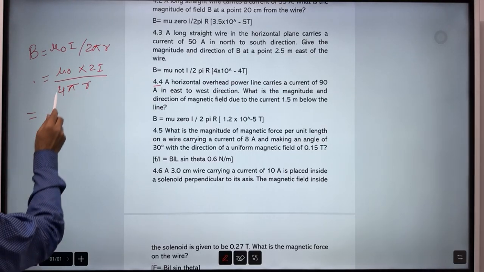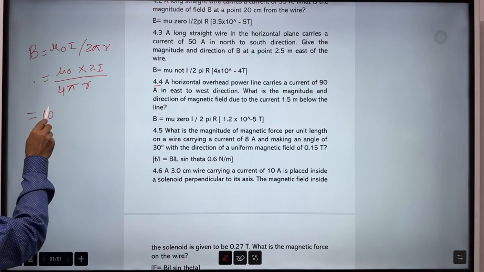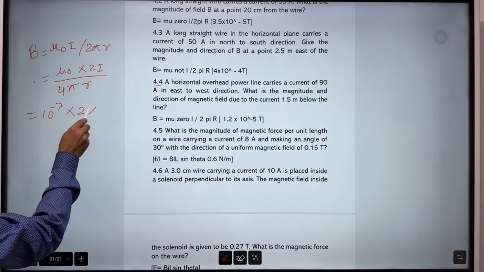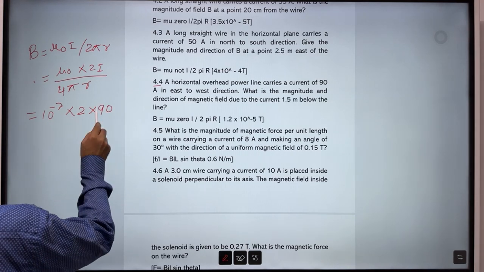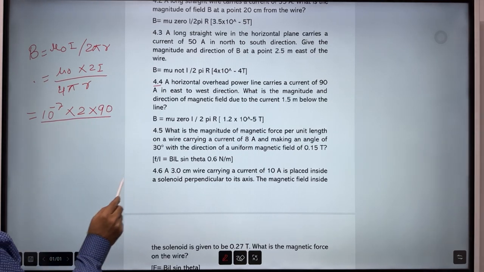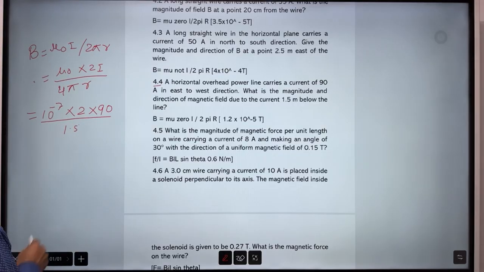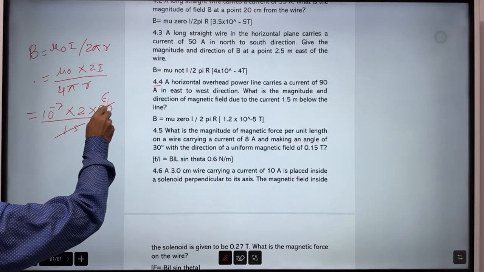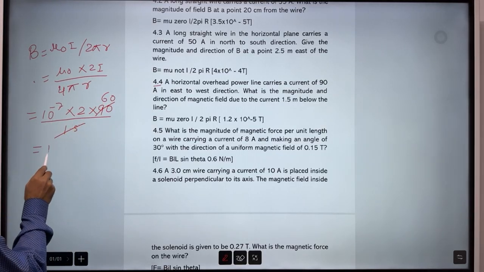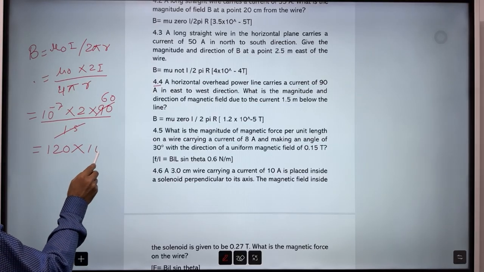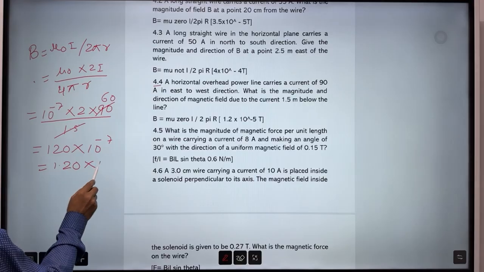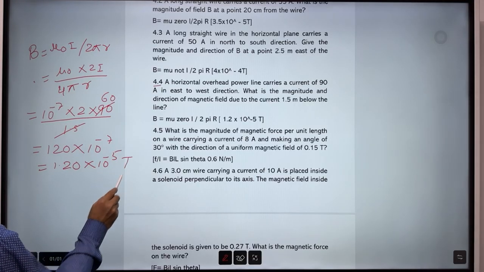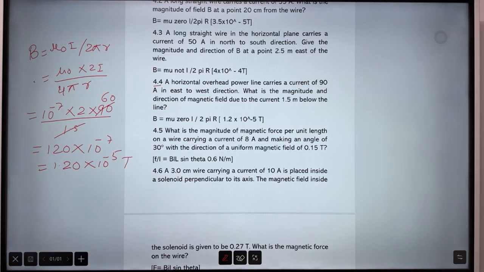Right, then let's put the values. Mu naught upon 4 pi, 10 to the power minus 7, into twice the current. So what is the current here? Current is 90 ampere divided by distance, which is 1.5 meter. So 15 times 6 times 2 is 120. So 120 into 10 to the power minus 7, or 1.20 into 10 to the power minus 5 Tesla. Right? So you have understood.